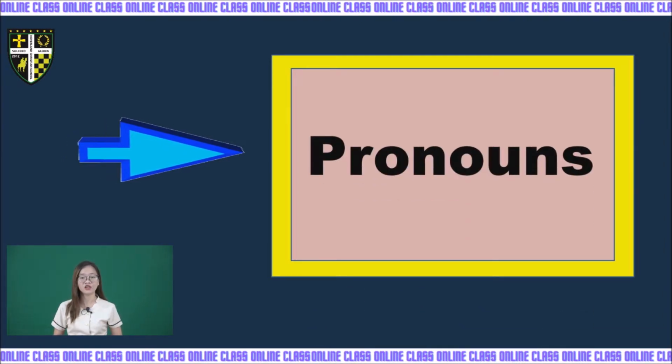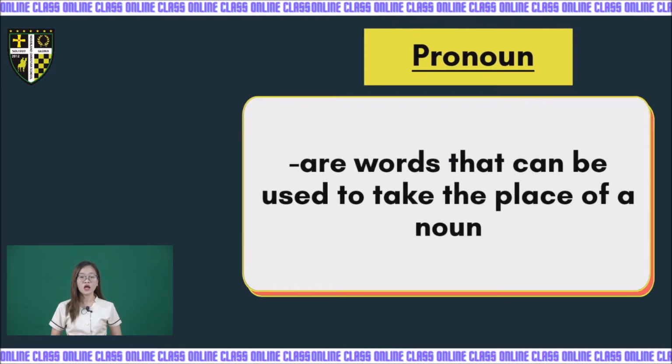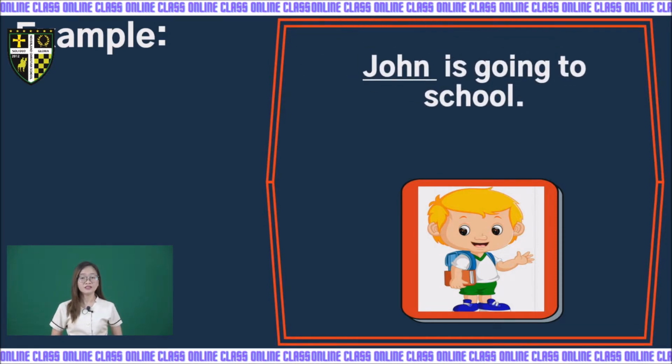So what is the meaning of pronouns? When we say pronouns, kids, pronouns are the words that can be used to take the place of the noun. For example, kindly look at this picture. The name of this boy is Jan. Jan is going to school. So, in the second sentence, we use the pronoun he to replace the name of Jan. So, that is the pronoun, kids. We need to change the noun to prevent the repetition of the noun.